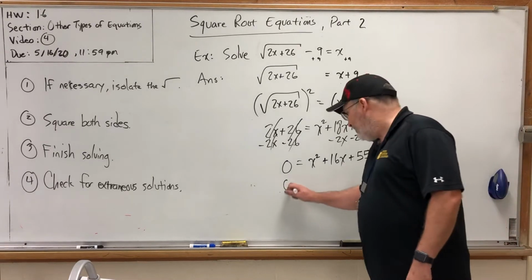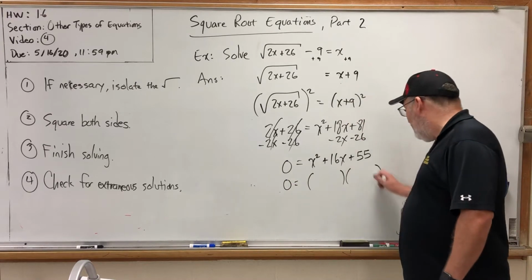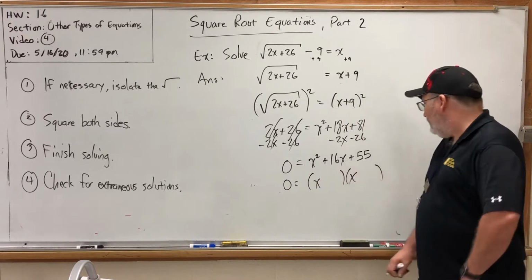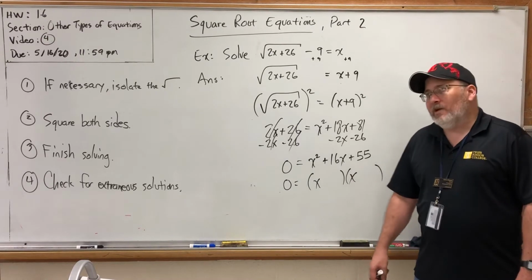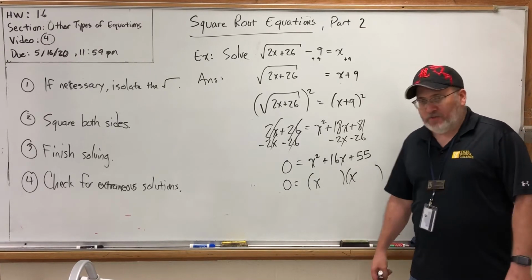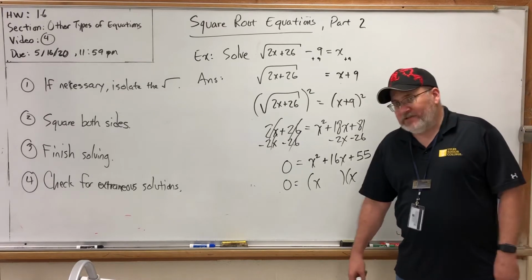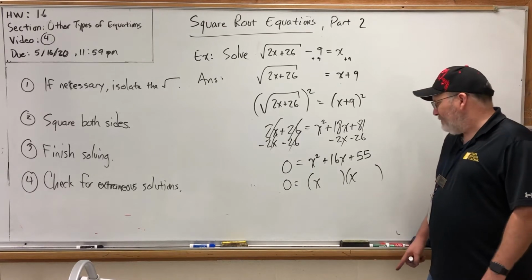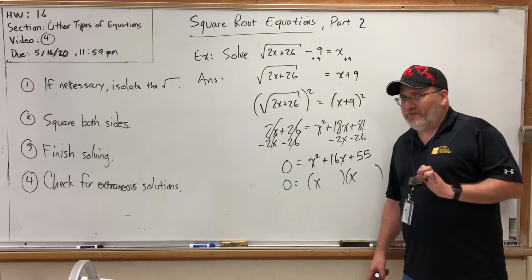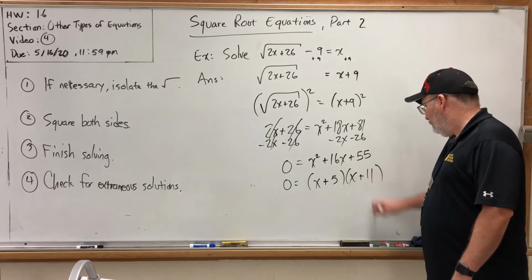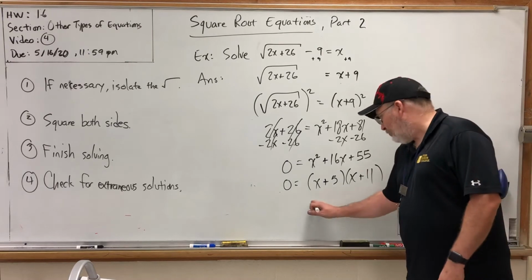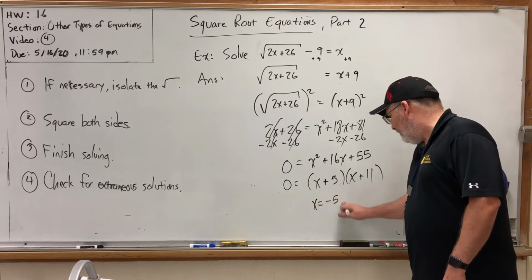Now, while you're getting it set up, I'm going to look at this and go, well, do I know two numbers that multiply to give 55 and add to give 16? Well, I only know 2 pairs of numbers that multiply to give 55. 1 times 55 and 5 times 11, which is good because 5 plus 11 is 16. And if we solve each factor equal to 0, we get negative 5 and we get negative 11.